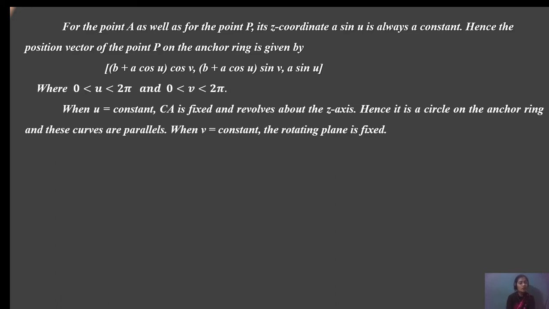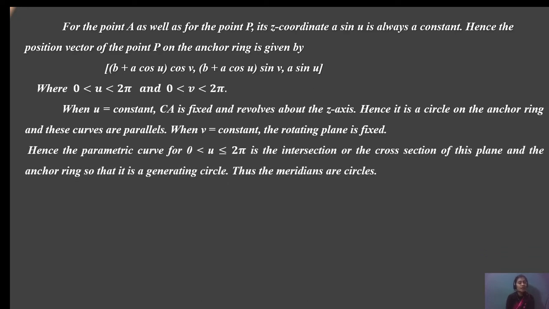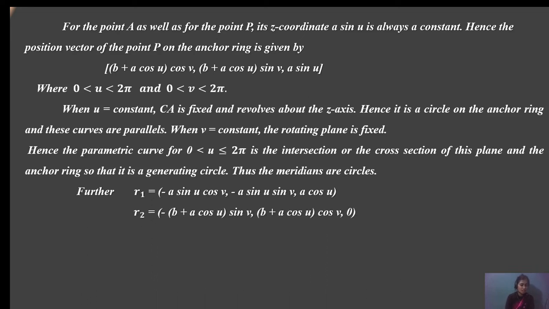When u equals a constant, CA is fixed and revolved about the z axis, hence it is a circle on the anchor ring, and these curves are the parallels. When v equals a constant, the rotating plane is fixed. Hence the parametric curve for 0 less than or equal to u less than or equal to 2 pi is the intersection, or cross section, of the plane and the anchor ring, which generates a circle. These are the meridians, so meridians are circles.